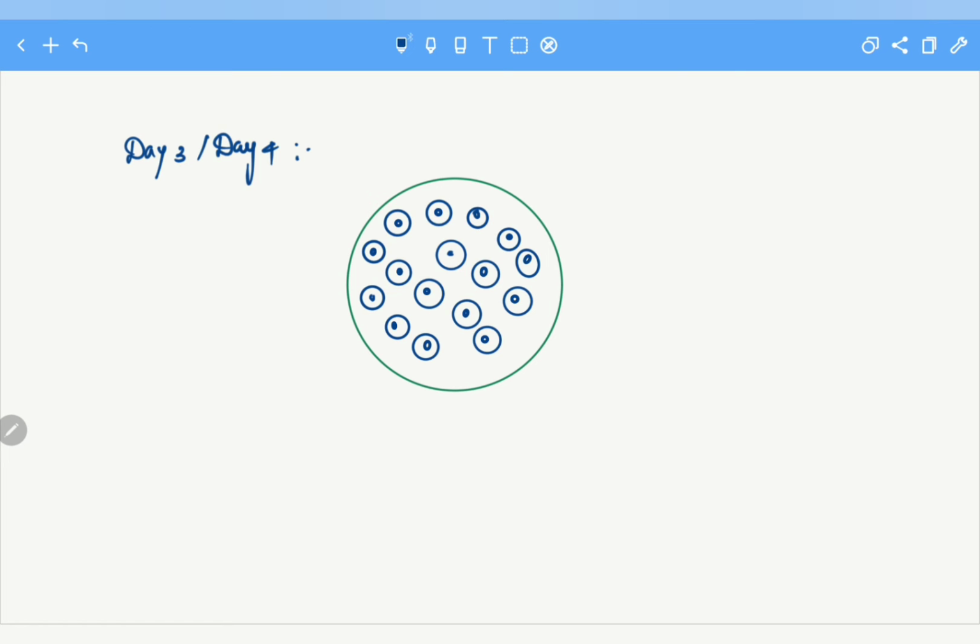So now what happens at the end of day 3 or at the onset of day 4? This 16-celled morula from the fallopian tube falls into the uterine cavity around day 3 and day 4. So now the morula is in the uterine cavity. You already know that this is the Zona Pellucida.